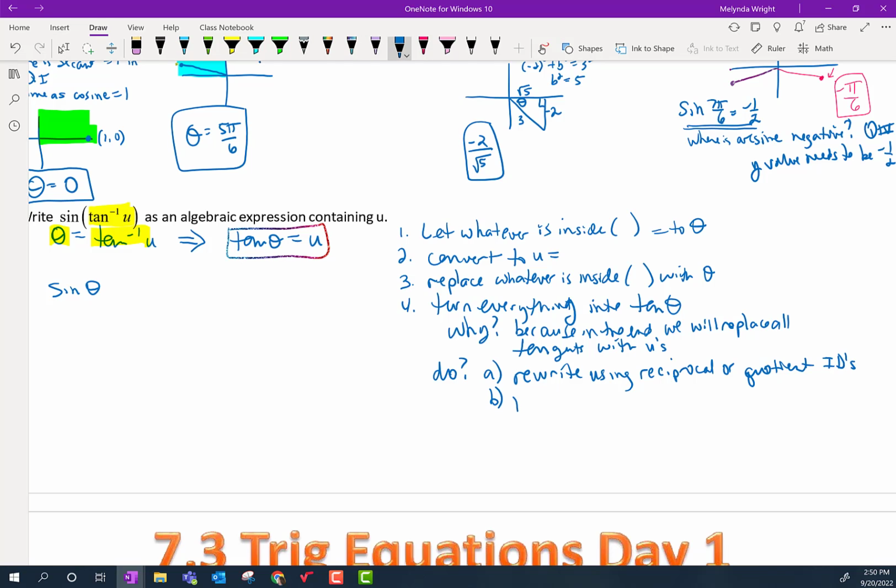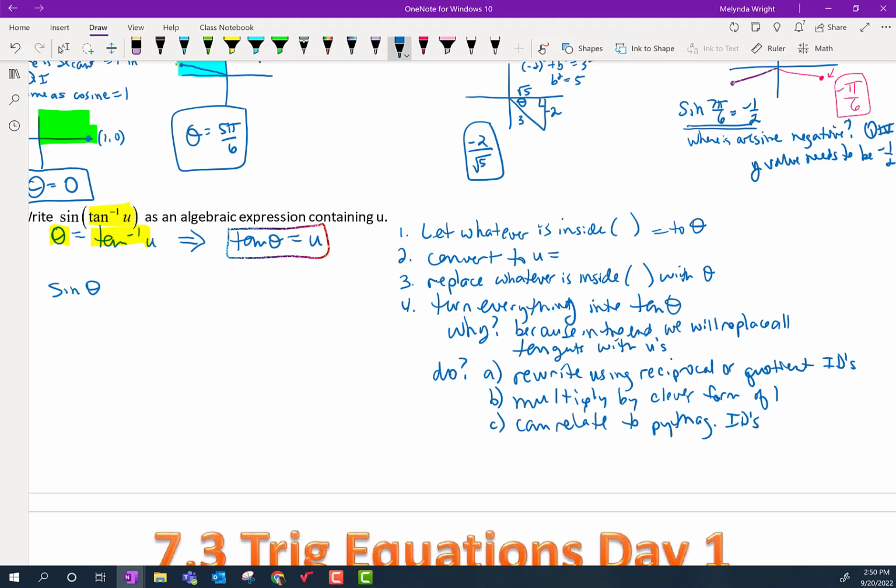B, you could multiply by a clever form of 1. So I need a tangent, so maybe I should multiply by cosine over cosine. I think that might be helpful. And C, you can relate to Pythagorean identities. Those are the main ones. There's really not much left.